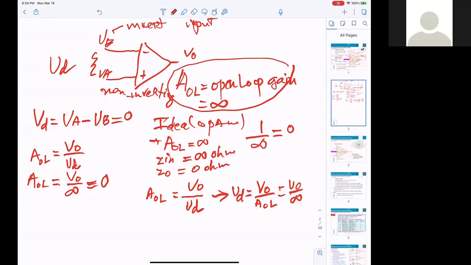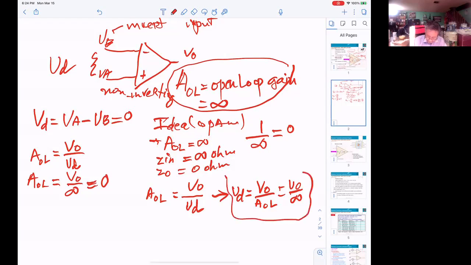But Mr. Pham, look at your equation for A open loop. You say up here with the circle, A open loop is equal to infinity. And then down here on the lower left, you say AOL is equal to 0. Those two equations cannot both be true.